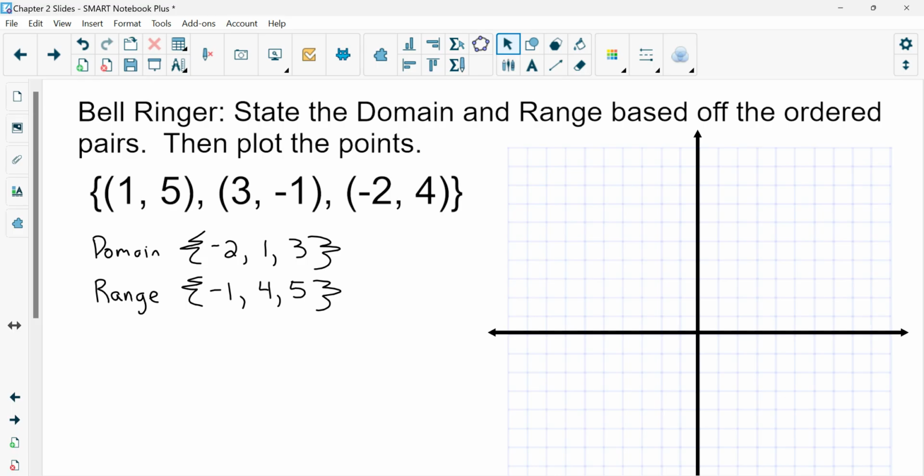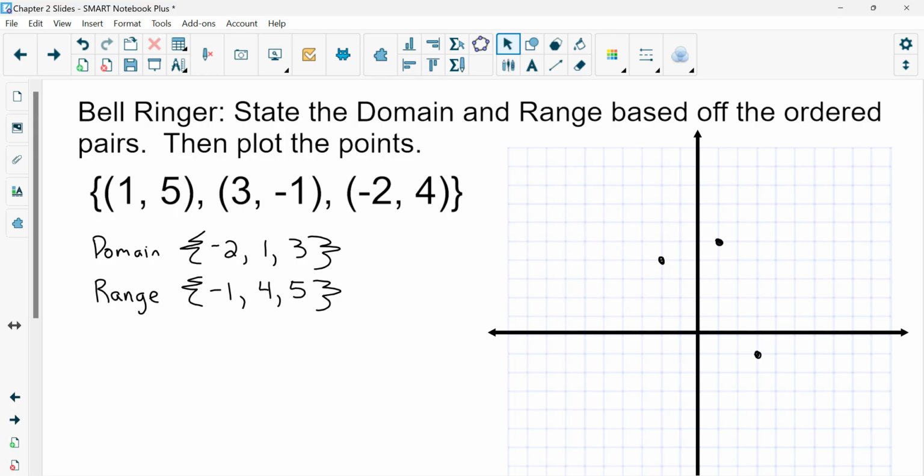Now, if we look at that on a graph, if I plot 1, 5, if I plot 3, -1, and -2, that means if we have a graph that is just points like that, okay, we call that a discrete graph, we can state the domain just like we do with ordered pairs.